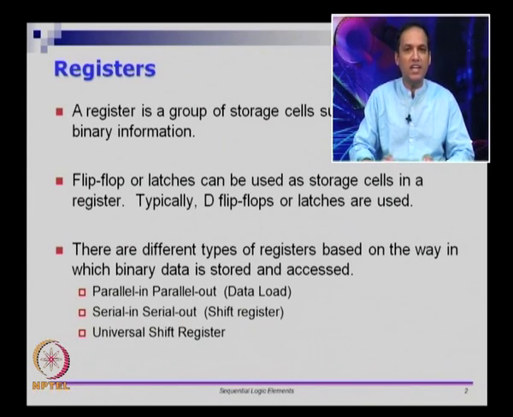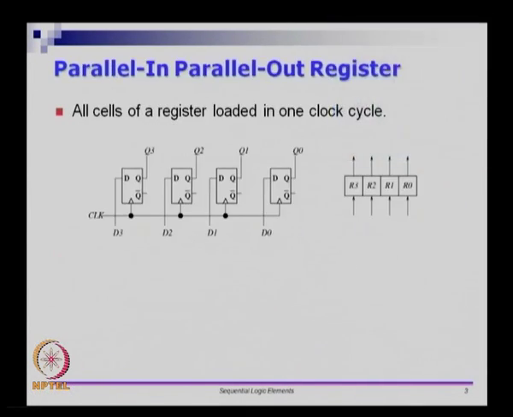So let us take a basic register. We will treat it as a collection of cells. This collection of cells could be either D latches or D flip-flops, and there are different ways in which you can group the cells together. Namely you can do what are called parallel in, parallel out, serial in, serial out, or a universal shift register and so on. We will see each one of them in detail as we go along. Let us start with the simplest of the registers. Usually the term register is used for something like this.